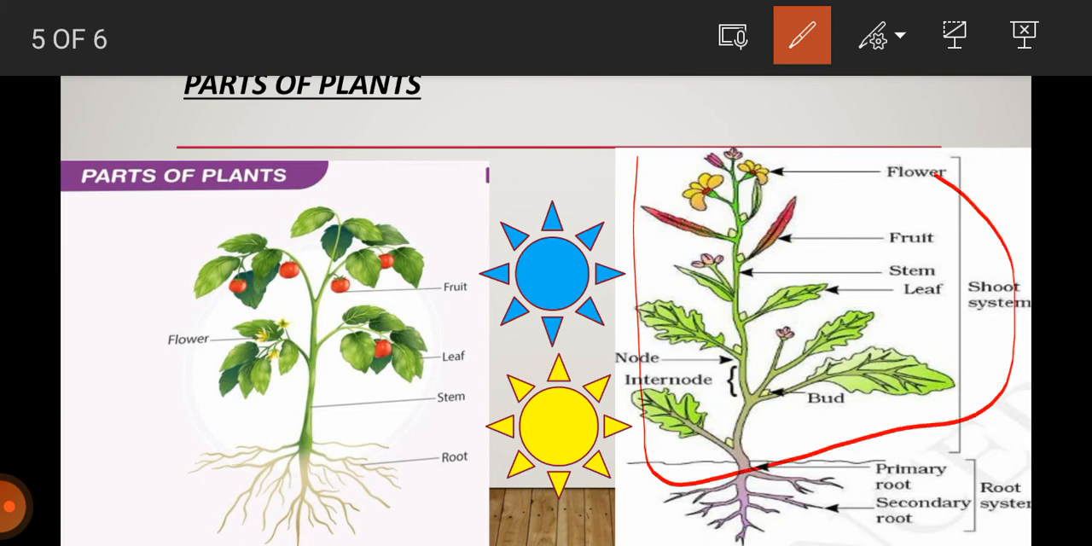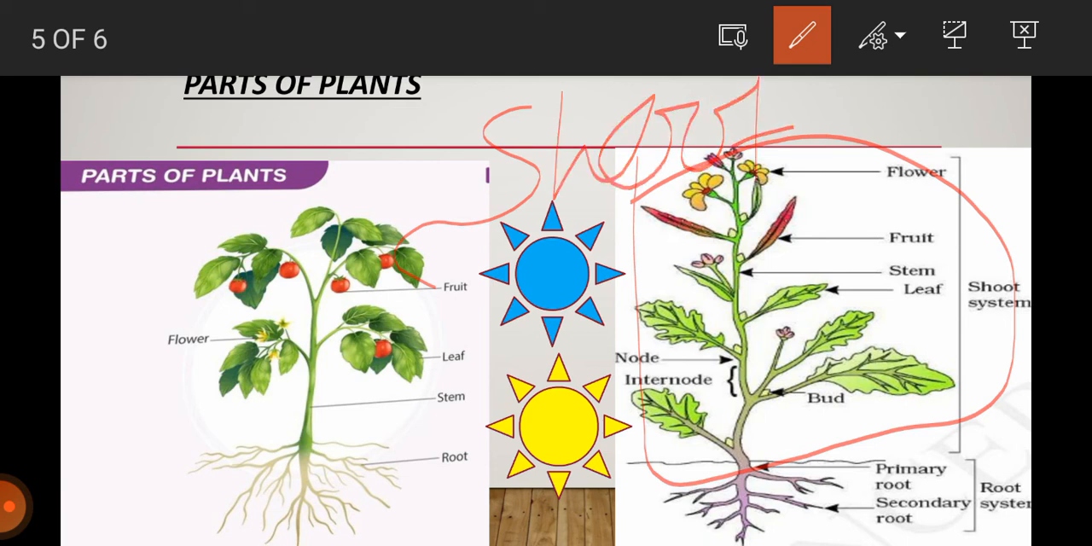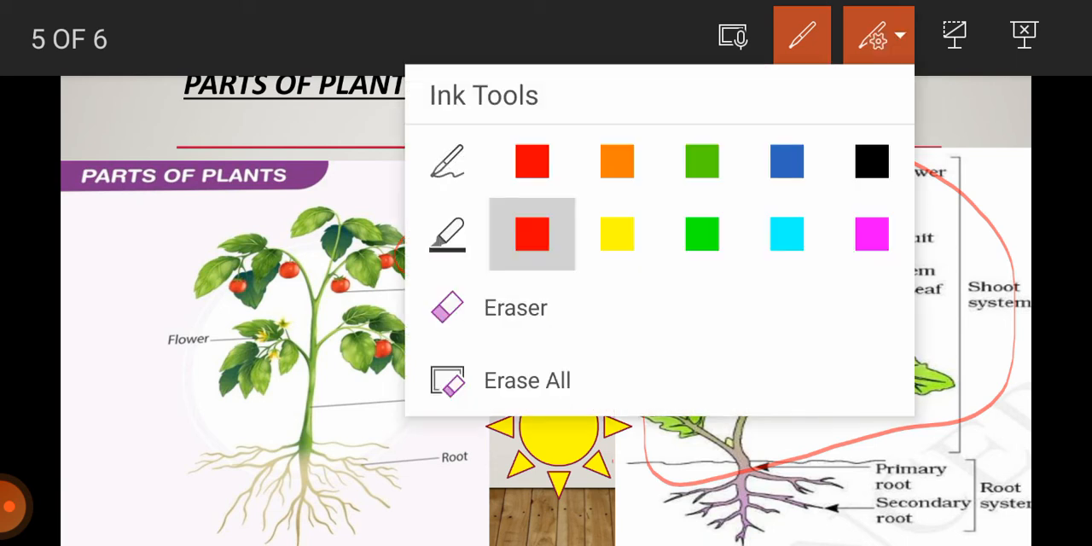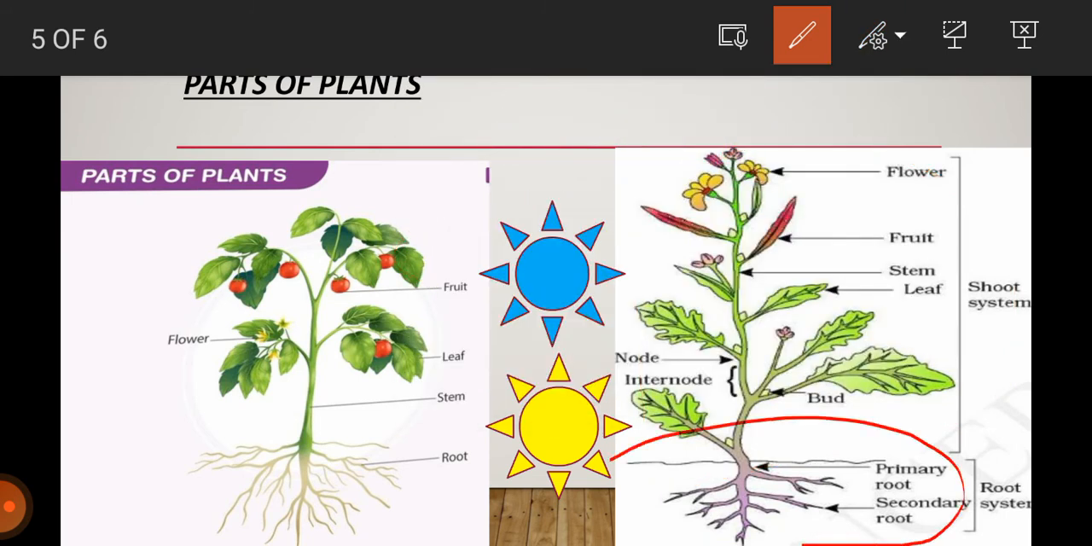This system is called which system? Shoot system. Okay, come to the next system. This is what? This is root system. In the root system, this is primary root, this is secondary root.